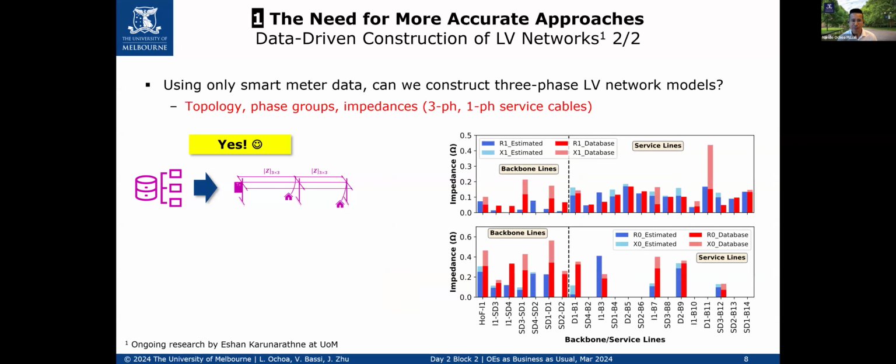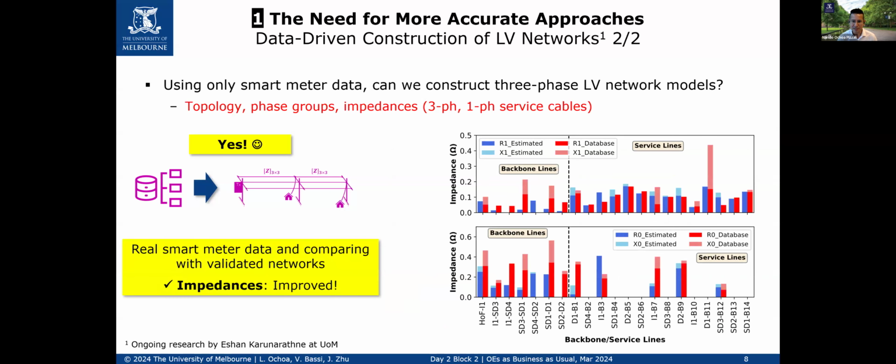Interestingly, we were able to improve the impedances. The impedances with this technique actually were slightly different, and they were improved. Now, at this stage, you might argue, Nando, how do you know you're improving? You are just having different values.